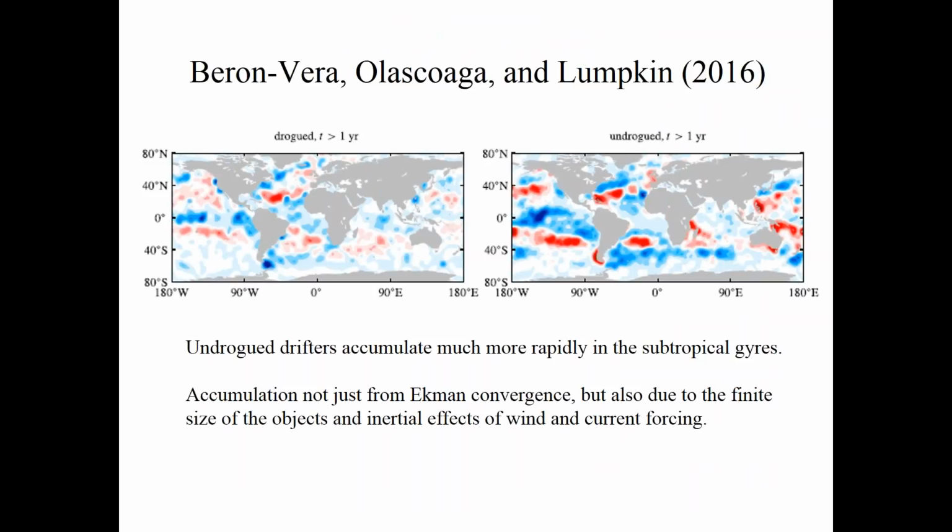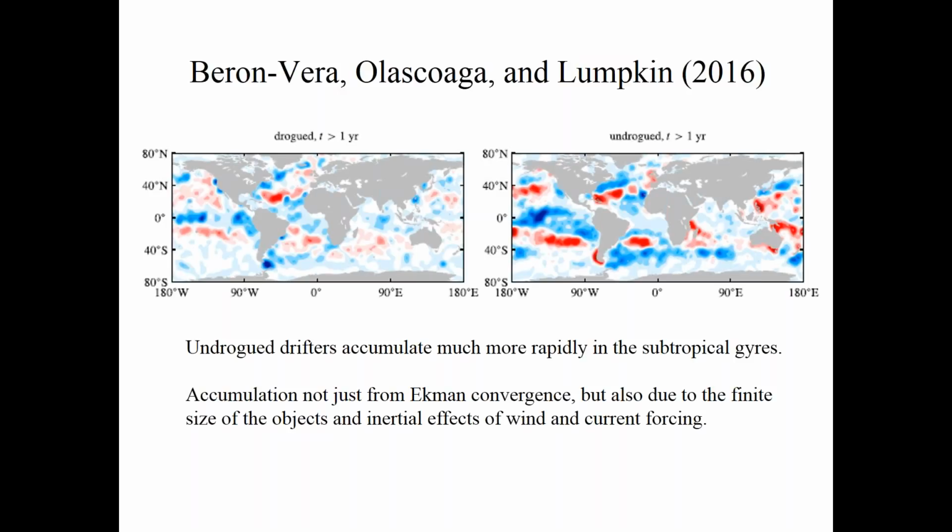Now, in this study of 2016, Vera et al. looked separately at drogued versus undrogued drifters and where they accumulate. And they noted, first of all, if you take the initial concentration of all the drogued drifters and look a year later, and take a difference, versus undrogued drifters a year later, you find that the undrogued drifters accumulate much more rapidly in the centers of the gyres.